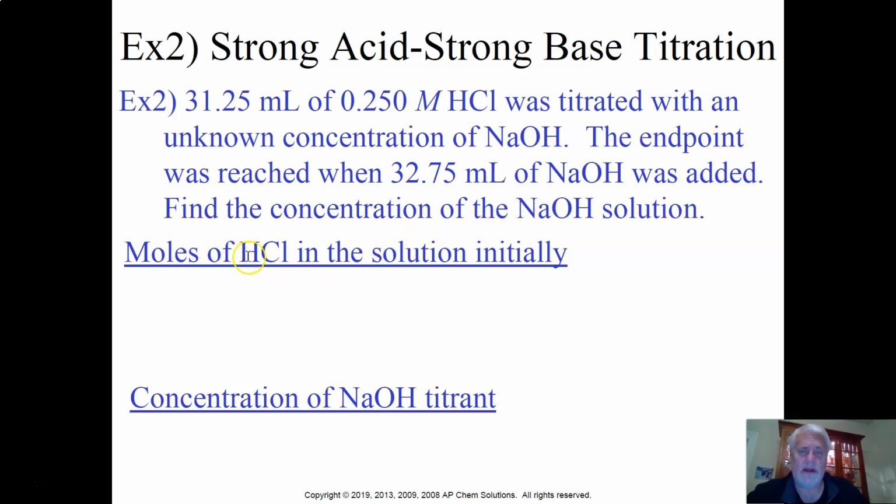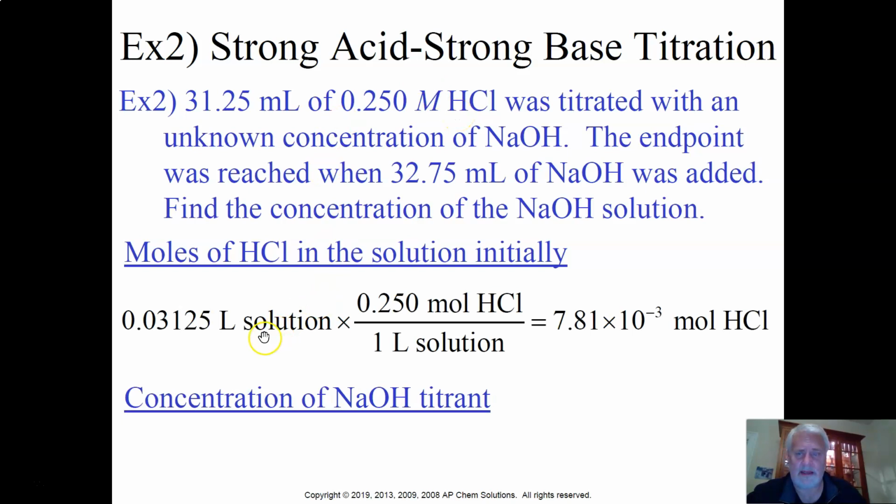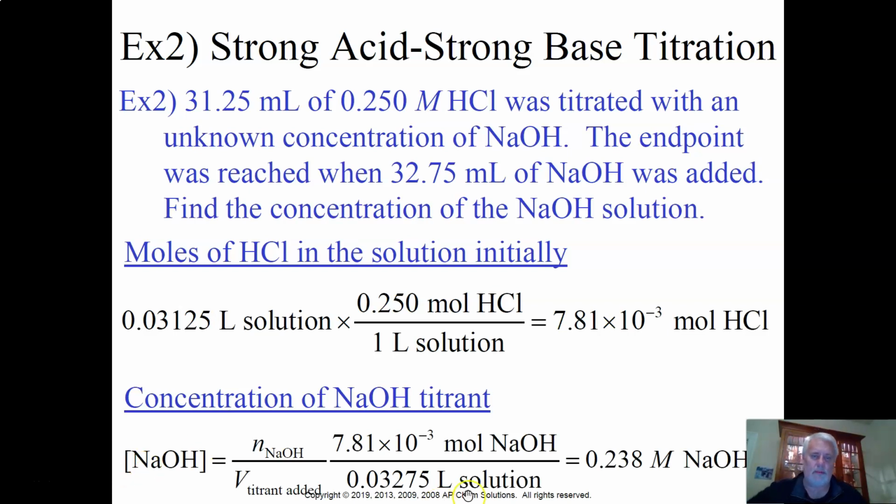So we start with moles of HCl in the solution initially. Piece of cake. You just take the volume, and be careful, that's 4 sig figs right there. So it's not going to affect your final answer, but you've got to make sure you write down all those numbers. And again, use the concentration, M, as a conversion, and turn that into moles, and you have that many moles of HCl initially.